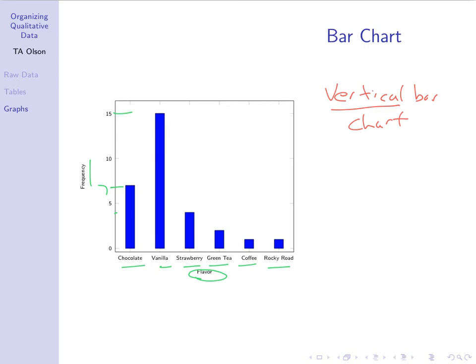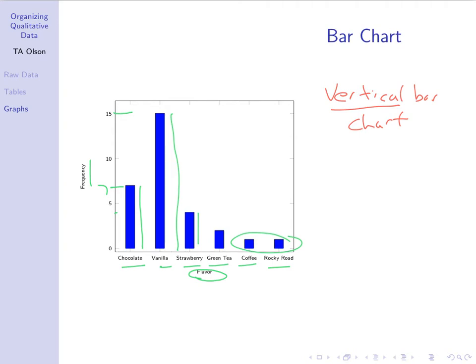Now this is very nice because it allows for quick visual inspection of which one is the biggest. Vanilla, that's a really big bar, so that's going to be our most popular. Chocolate is the next biggest one, etc. Strawberry after that, and these guys are much smaller. So this gives a nice quick visual inspection about which one is the largest.